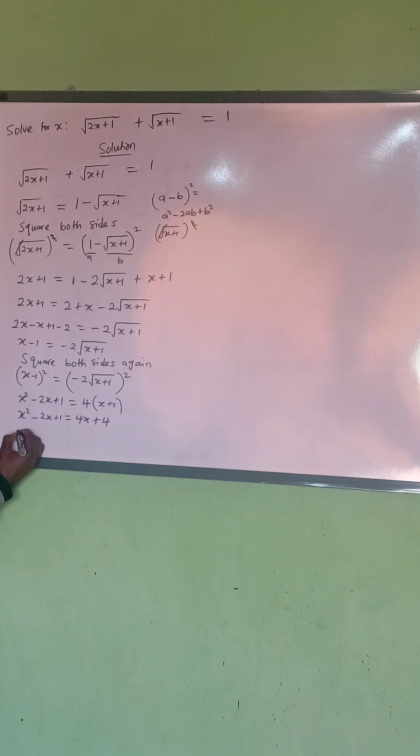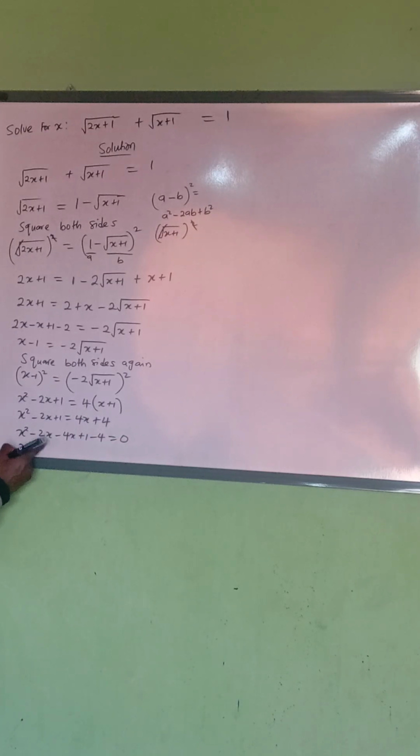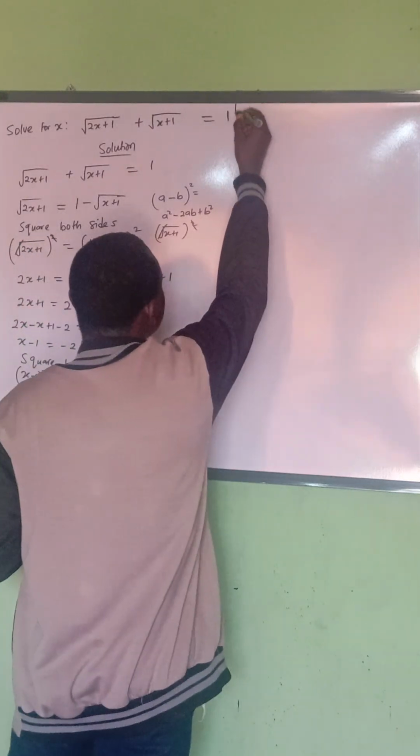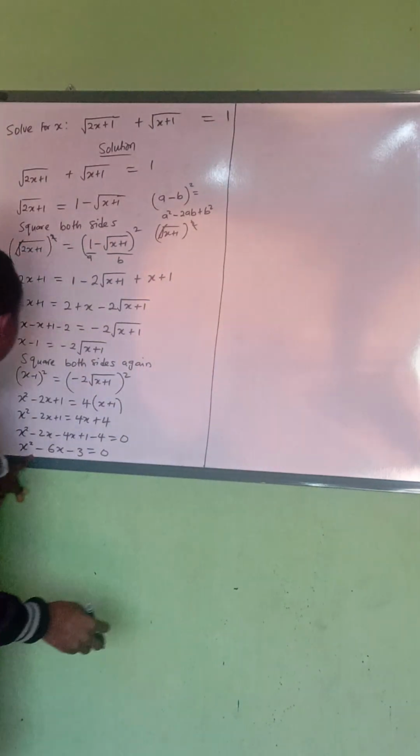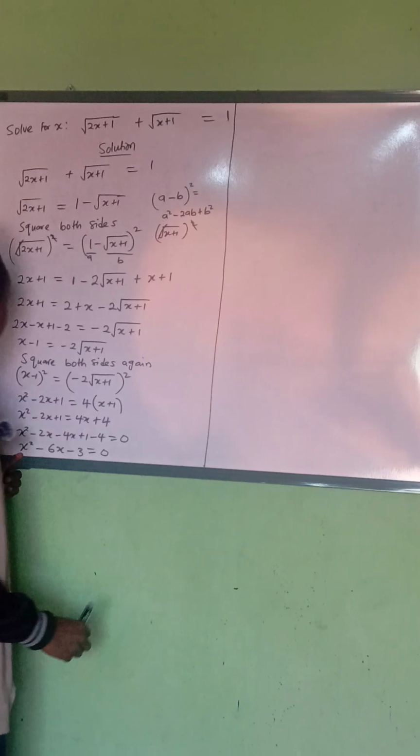Now, collect the like terms. We have it as x squared minus 2x minus 4x plus 1. If this plus 4 comes, it becomes minus 4. That will be equal to 0. Now, we have x squared minus 2x minus 4x, that's minus 6x, plus 1 minus 4, that's minus 3, equal to 0. Now, we have the quadratic equation for this particular question. Now, we can use the three methods to solve it. Either we use factorization method, general formula, and we can still use completing the square method. Now, let me use general formula to solve this.